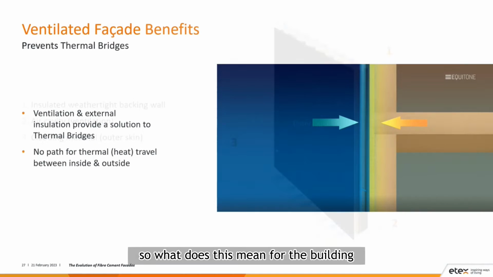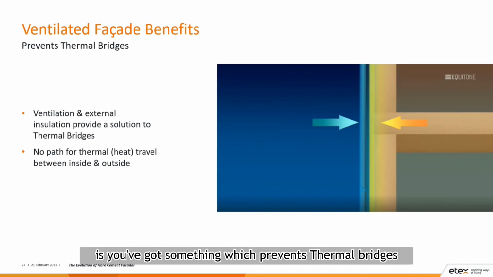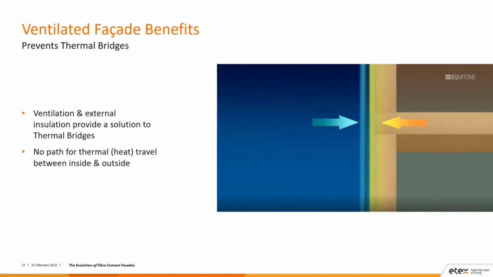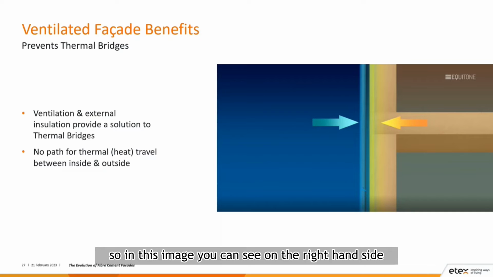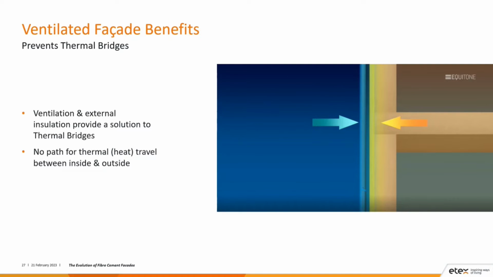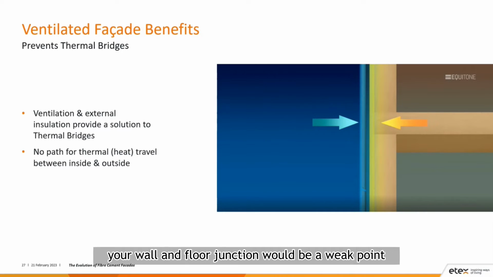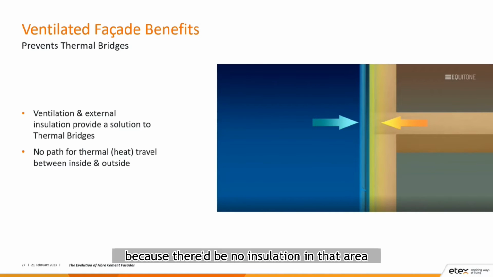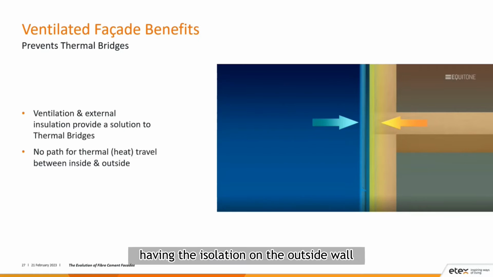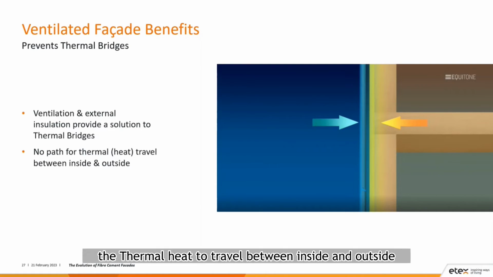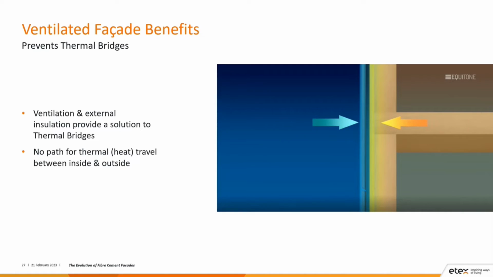So what does this mean for the building? You've got something which prevents thermal bridges. So in this image, you can see on the right-hand side, your wall and floor junction with traditional insulation in the cavity, your wall and floor junction would be a weak point because there'd be no insulation in that area. By having the insulation on the outside wall travelling all the way up, it stops that thermal bridge from happening. So there's no path for the thermal heat to travel between inside and outside and vice versa as well.